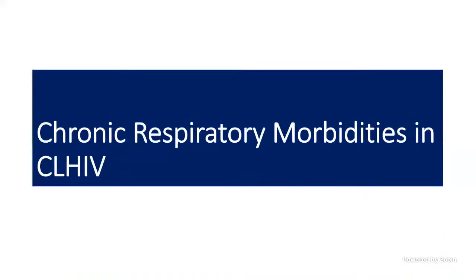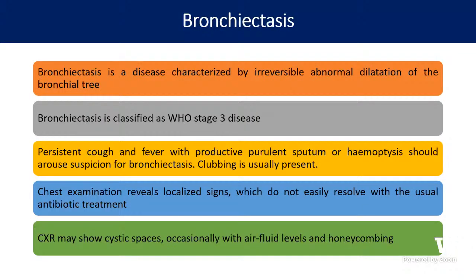Other infections which we can see are respiratory comorbidities. Respiratory means they can be pneumonia, or the child can have bronchiectasis. Bronchiectasis is a disease where we have an irreversible abnormal dilatation of the bronchial tree. Okay, so bronchiectasis is classified as WHO stage 3.